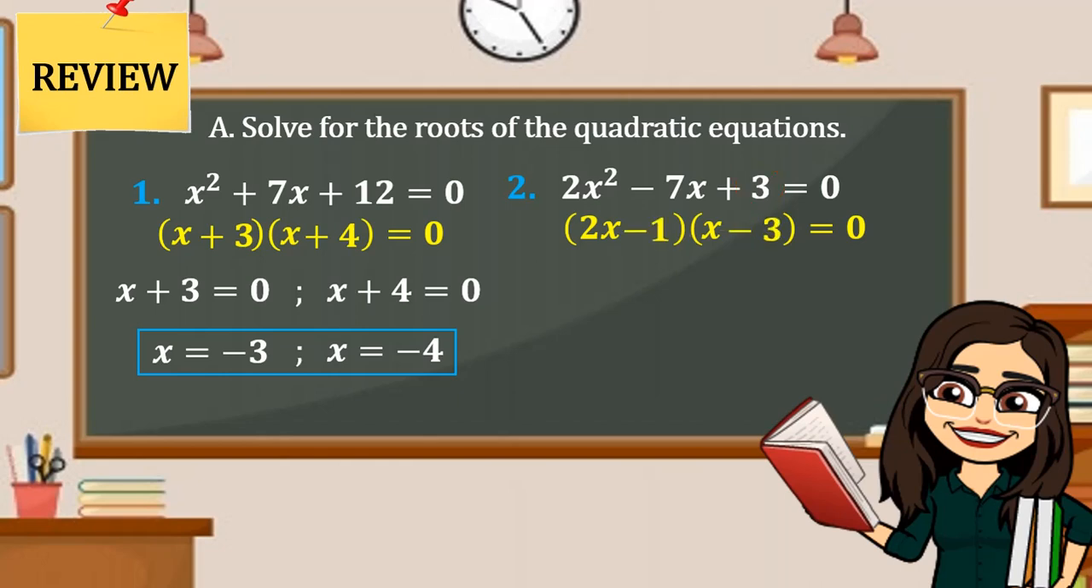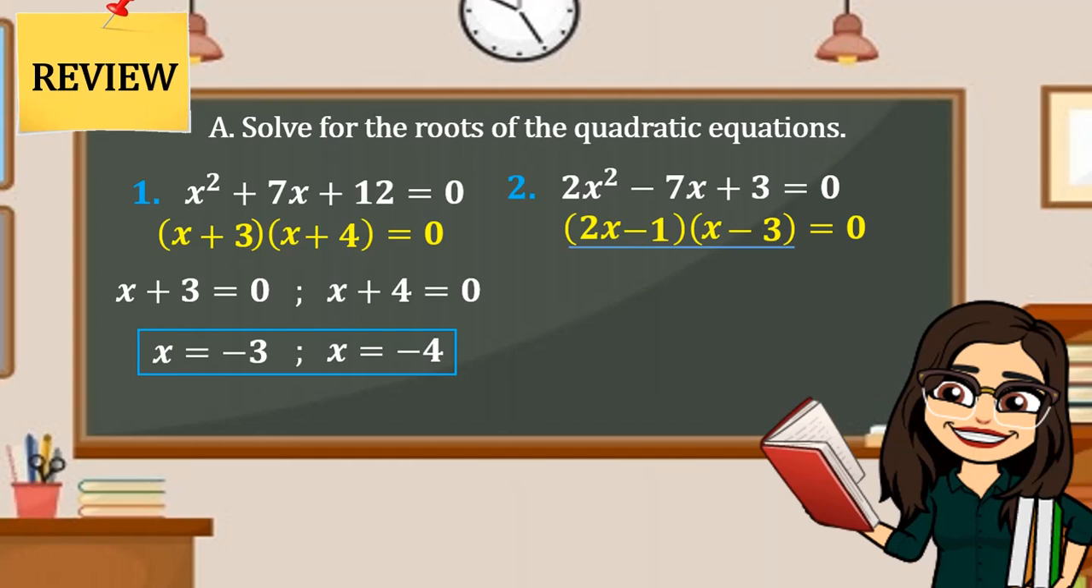Now, let's check if the obtained factors are correct. Multiply the inner terms. Negative 1 times x is negative x. Next, the outer terms. 2x times negative 3 is negative 6x. Then add these two products. Negative x plus negative 6x is negative 7x. The answer must be similar to the middle term of the given. Since they are similar, these are the correct factors.